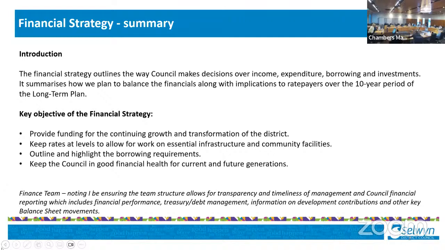There's a number of key objectives on screen for the financial strategy, which is ensuring that we're providing funding for continuing growth and the transformation of the district, ensuring we keep rates at levels that allow for work on our essential infrastructure and community facilities, and also addressing our borrowing requirements and what we need to enable us to do that. But like I said before, ultimately making sure we keep ourselves in good financial health, not just now, but for future generations.